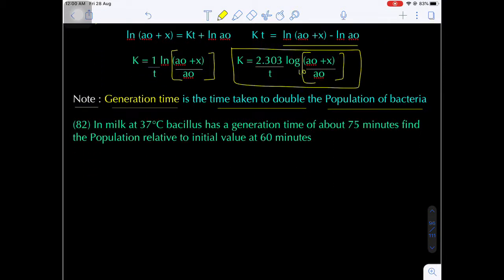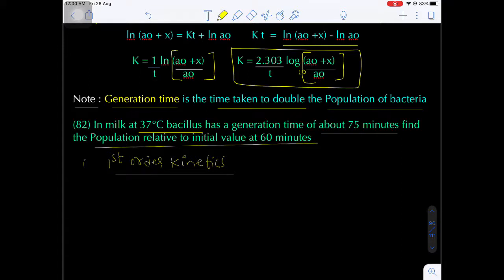Okay, now there is one question. In milk at 37 degrees Celsius, the Bacillus bacteria has a generation time of about 75 minutes. Are you getting my point? That means in 75 minutes the growth of bacteria will double. Find the population relative to the initial value at 60 minutes. Now this is first order kinetics. The bacterial growth is a first order kinetics.